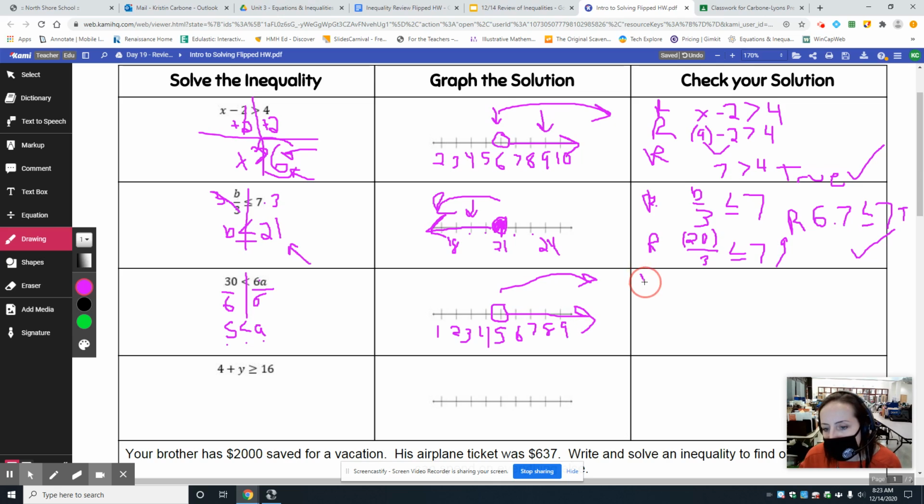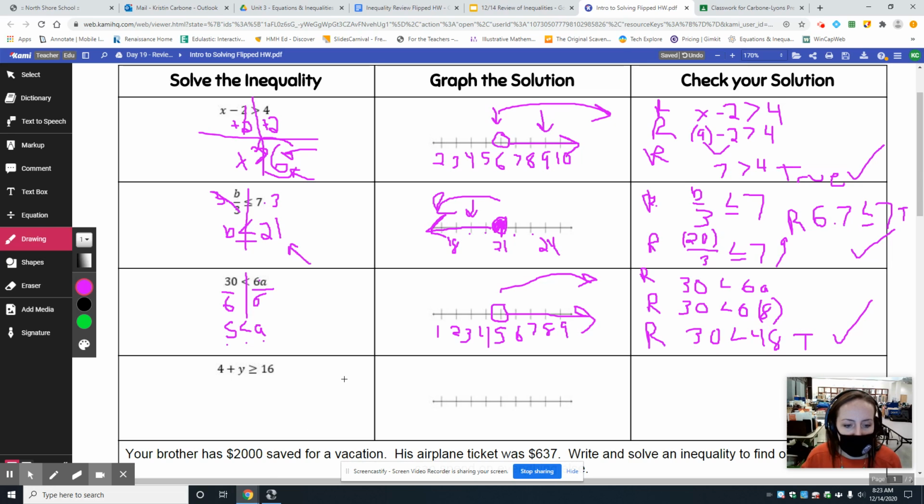Now to check, we've got our rewrite. So we have 30 is less than 6a. Replace. So we have 30 is less than 6 times, in this case, I'll choose 8 because it's in the arrow. And recalculate. 30 is less than 6 times 8 is 48. This is true, so we did it correct.